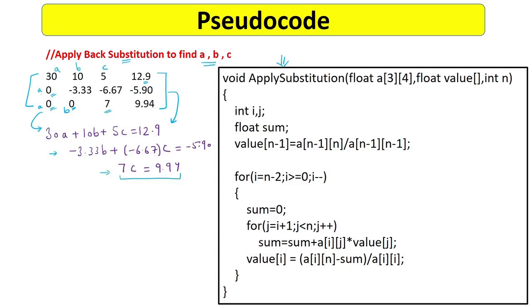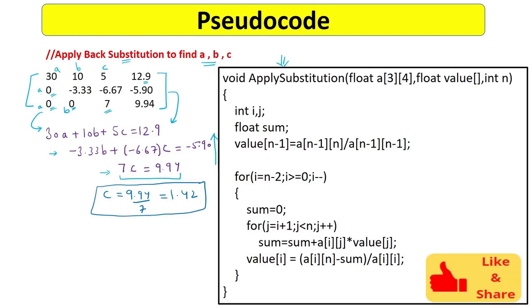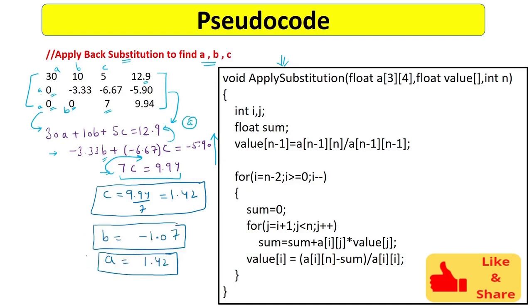Here we can solve this third equation and easily get the value of C. So we are solving these three equations in the reverse manner. First we get C, then I put C here and get B. When I have B and C, I put them in the first equation to get A. When I solve in this way, I get A, B, and C.